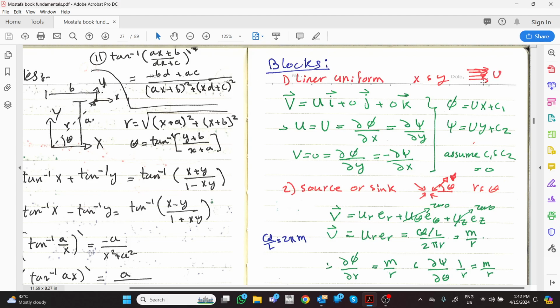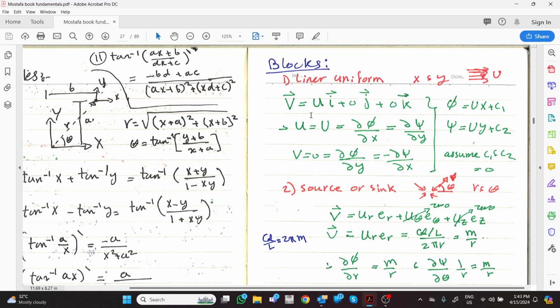I will assume that I start from this point and I will assume this point is the 0. And for the y direction, I will start at this point and this point is the 0. So we always can assume c1 and c2 are equal to 0. Also, because we know that v equals 0, del phi by del y equals 0 and minus del psi by del x equals 0.